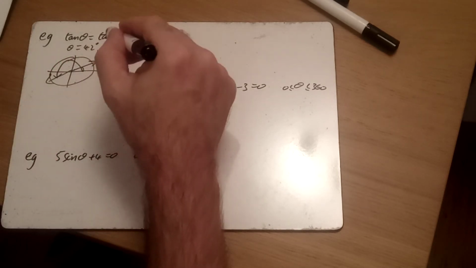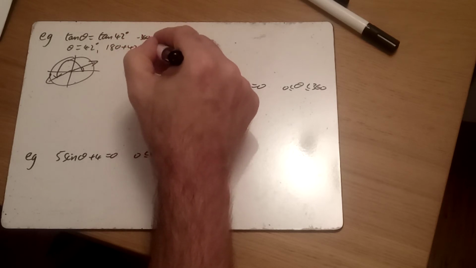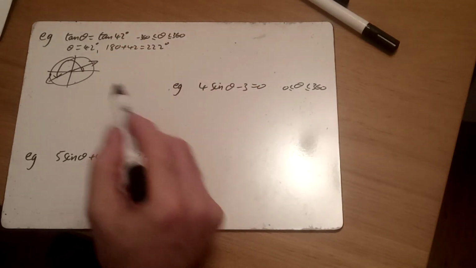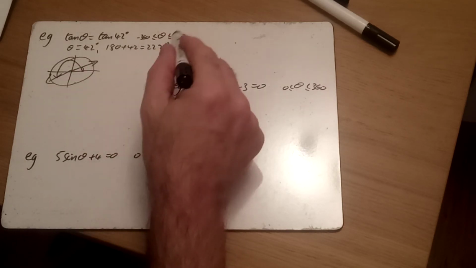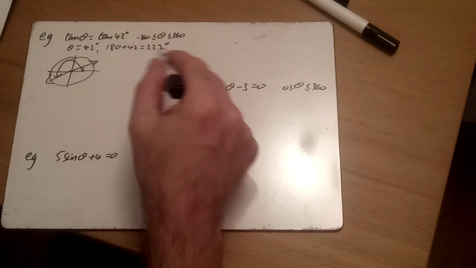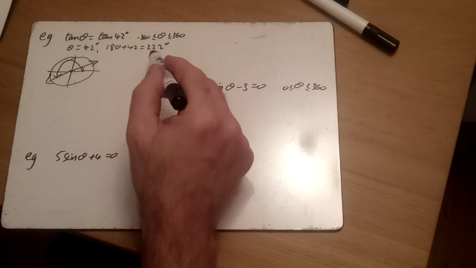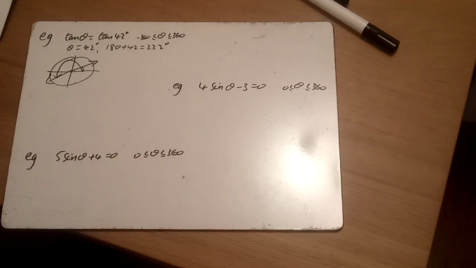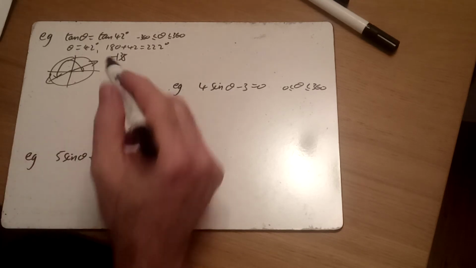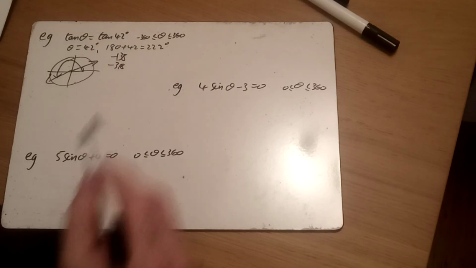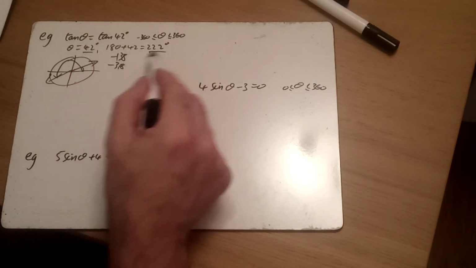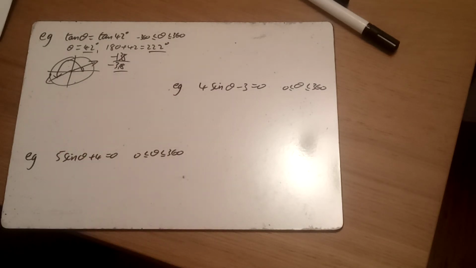Because they're opposite, all I do is 180 plus 42, 222 degrees. To extend it further on, I keep adding 180s, which would give me 402, outside my range, or taking 180s off. So 42 minus 180 is minus 138, another answer, and then minus 180 again gives me minus 318. They are all in this range, so I've got 1, 2, 3, 4 solutions in that extended range.